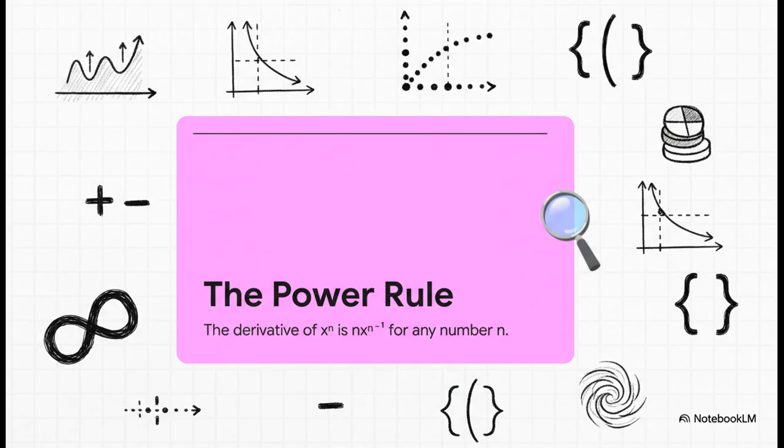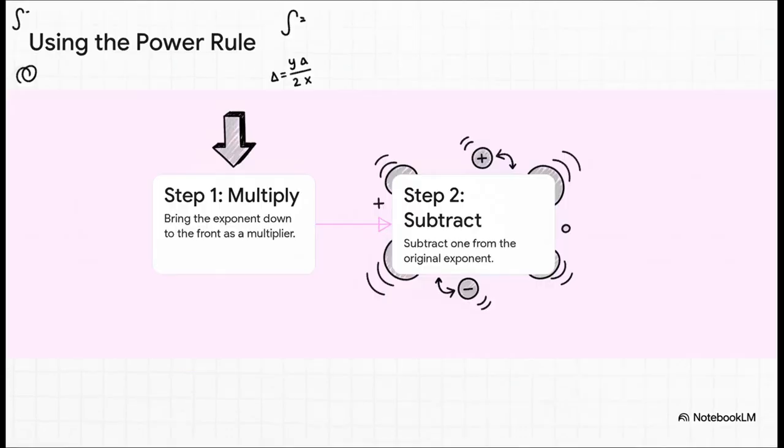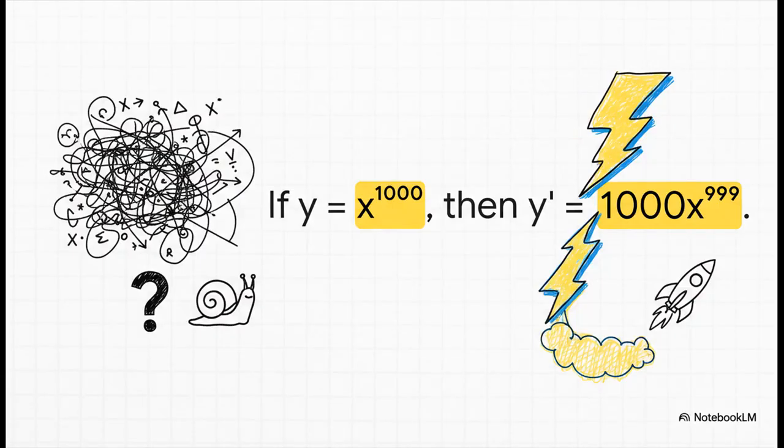And the best part? That n can be pretty much any number you can imagine. Positive, negative, even a fraction. It just works. Really, that's all there is to it. It's just two simple moves. First, you take that exponent and you bring it down in front to multiply. Then you just subtract 1 from the old exponent. Boom, that's your derivative.